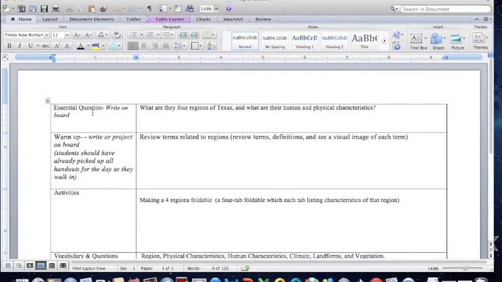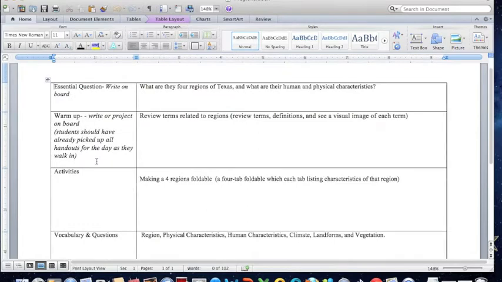That's probably 5 to 7 minutes. The warm-up I decided to do was to review terms related to regions. I'm going to review the terms, show definitions, and a visual image of each term so they can see a visual of what the term is. Activities we're going to do is making a 4-tab foldable, which will list characteristics of each region.